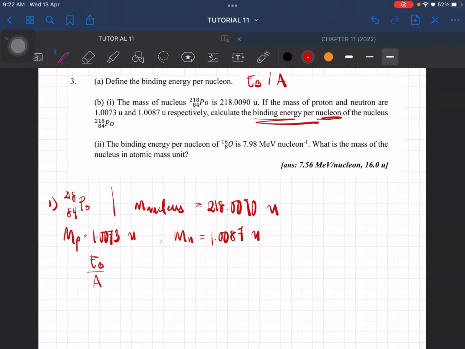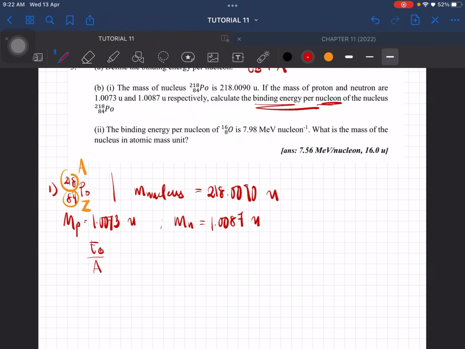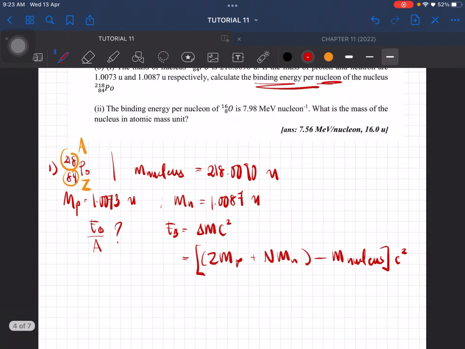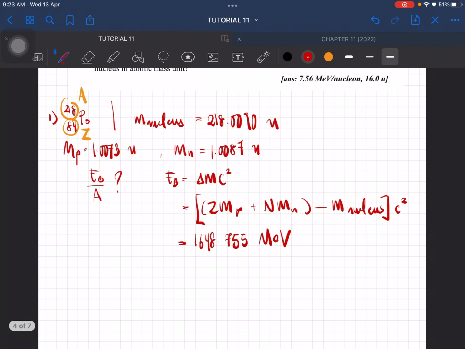Okay, so from here, this is our A, this is our Z. Here we are firstly going to calculate the binding energy. So we need the binding energy, which is delta M C squared. But before we can calculate the binding energy, we need to calculate the mass defect, which is Z Mp plus N Mn minus the mass of the nucleus. Put the bracket here, multiply it with C squared. So you will then get the binding energy to be equal to 1648.755 mega electron volt.